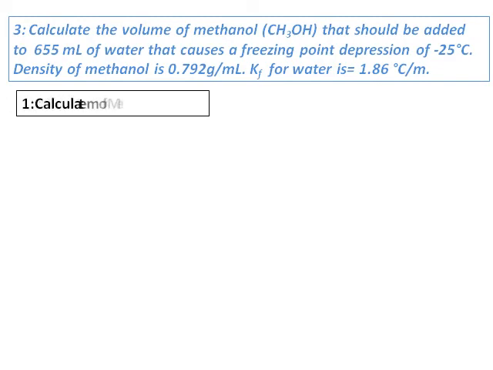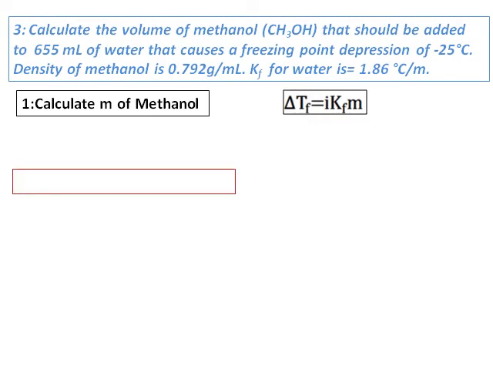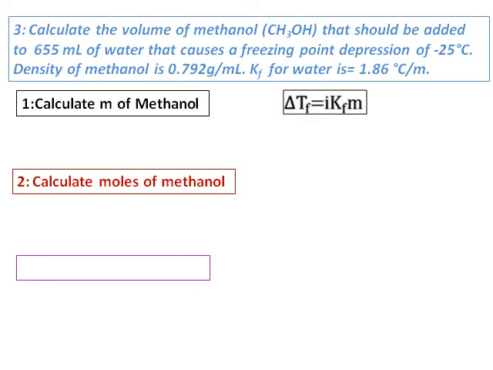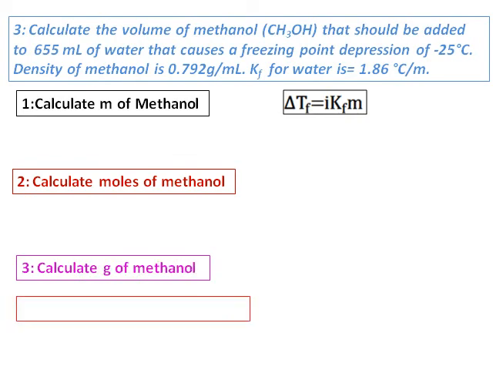of the solution. Once I calculate the molality of the solution, the second step should be to calculate the moles of methanol, the solute, because we know molality equals moles over mass of solvent. After we calculate the moles of methanol, we can get the grams of methanol using the relation between moles, grams and molar mass. Density is given, and hence the grams can be converted into volume, giving me the final answer.